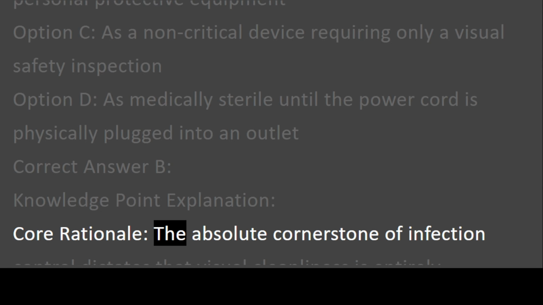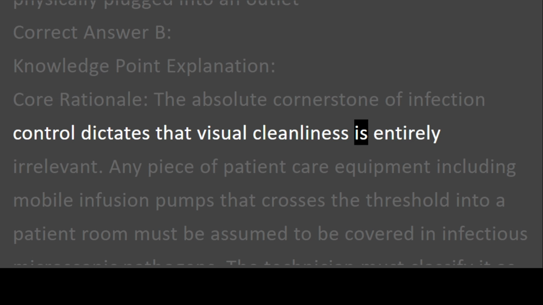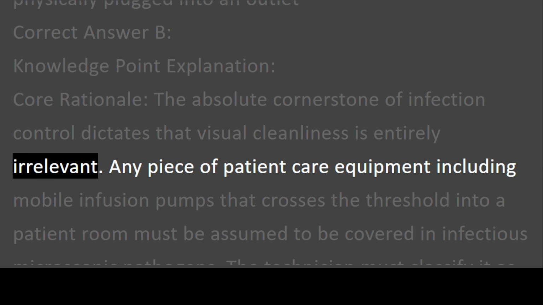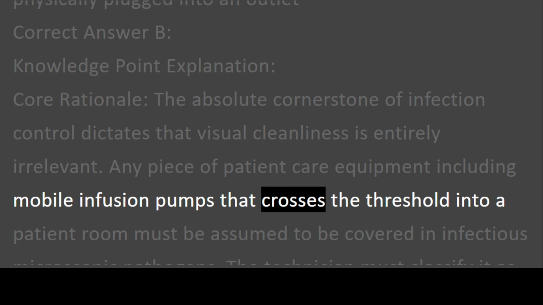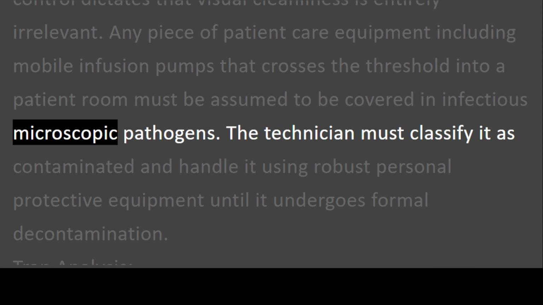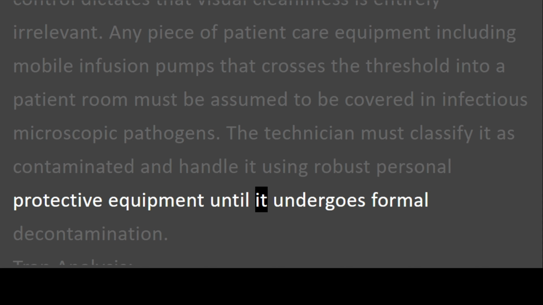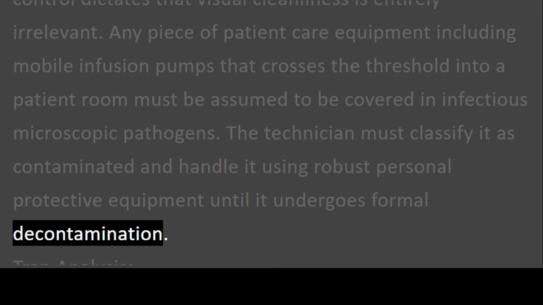Core rationale. The absolute cornerstone of infection control dictates that visual cleanliness is entirely irrelevant. Any piece of patient care equipment, including mobile infusion pumps, that crosses the threshold into a patient room must be assumed to be covered in infectious microscopic pathogens. The technician must classify it as contaminated and handle it using robust personal protective equipment until it undergoes formal decontamination.